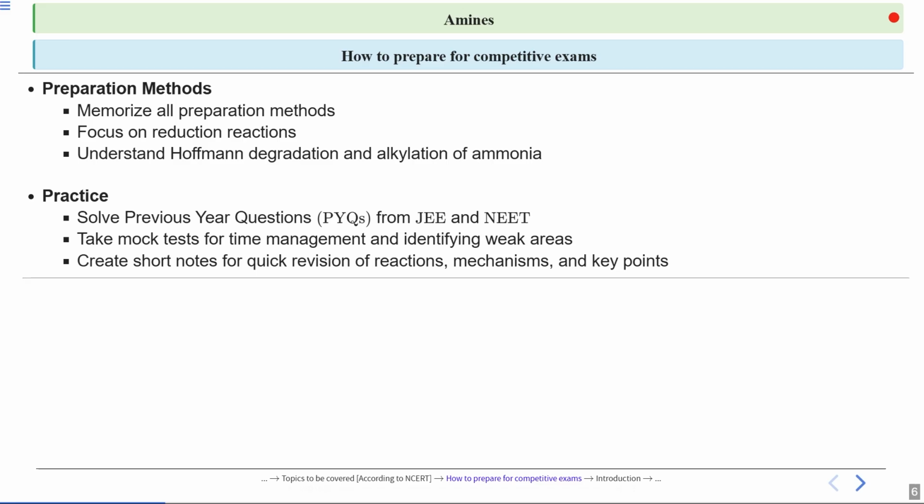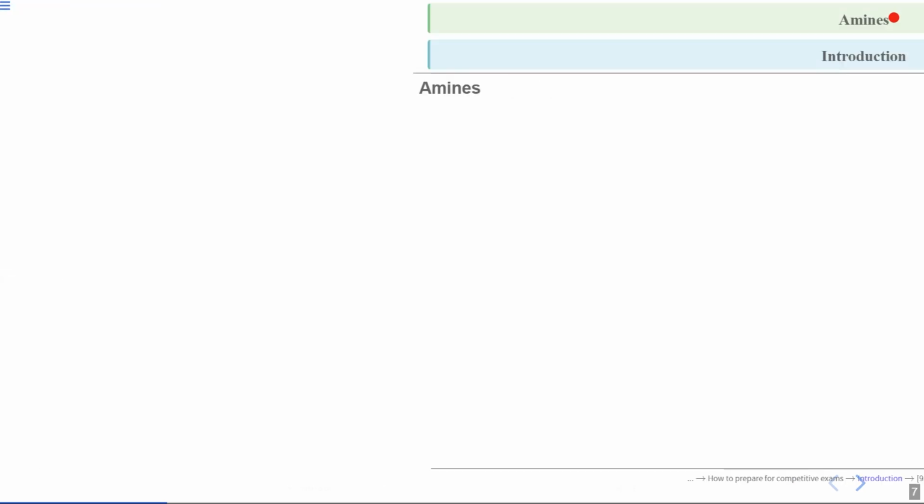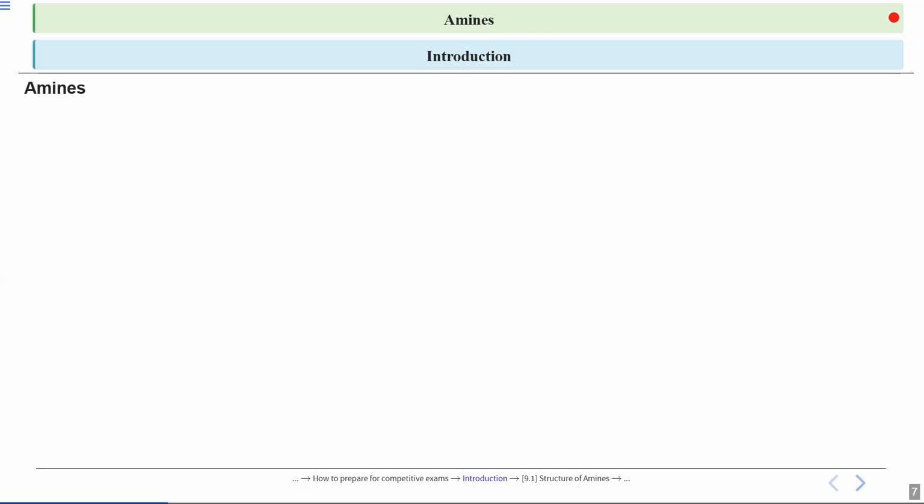And last, you need to create short notes for quick revision. Summarize key reactions, mechanisms and important points about amines. This will make it easier to review before exams and it will ensure that you remember the most important details. Okay, so now let's start with the chapter amines.